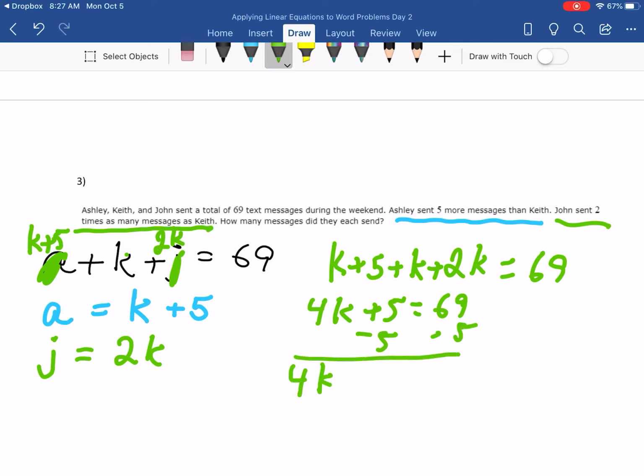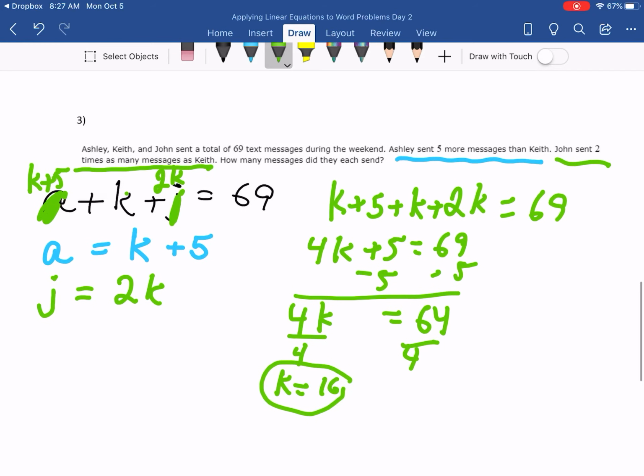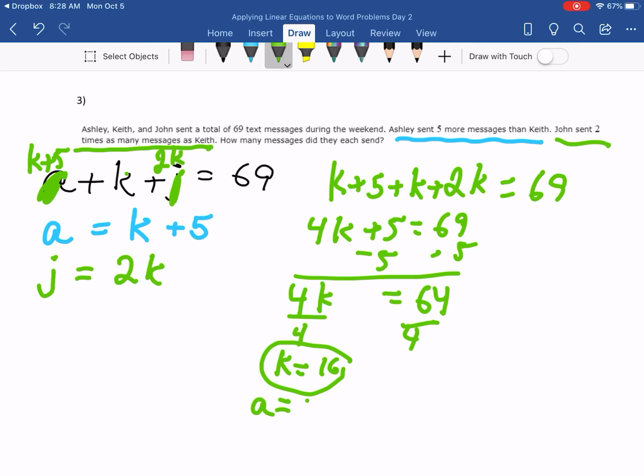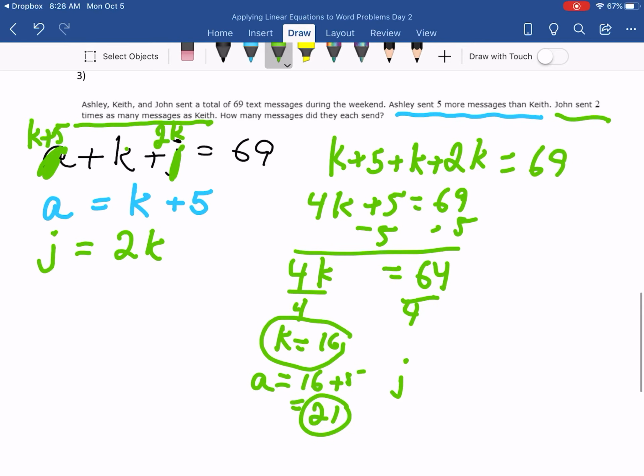4K is 64, which means K is 16. So Keith sent 16 texts. A is K plus 5, so A would be 16 plus 5, which is 21. And John sent 2 times Keith, so it's 2 times 16, which is 32.